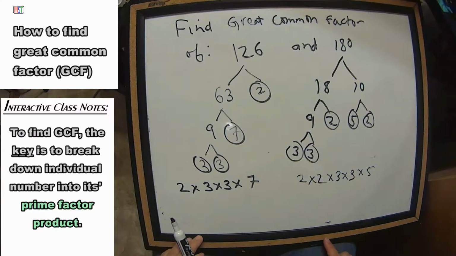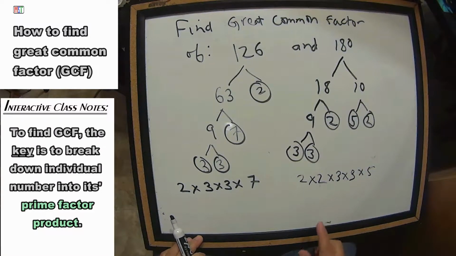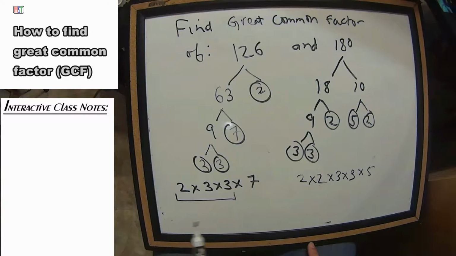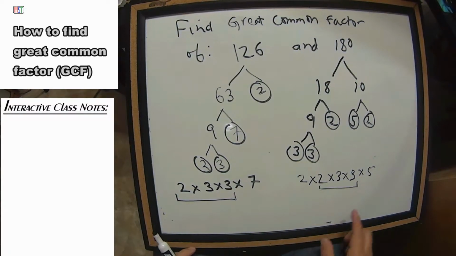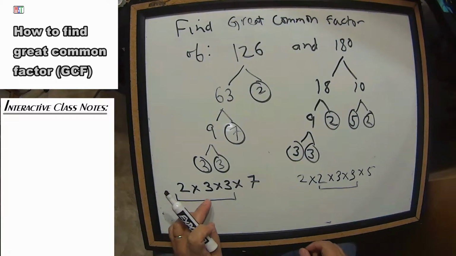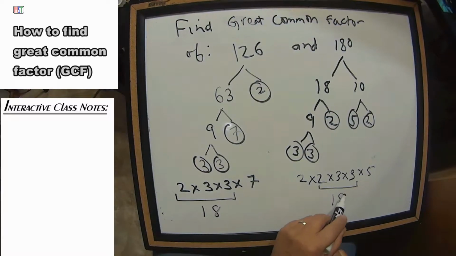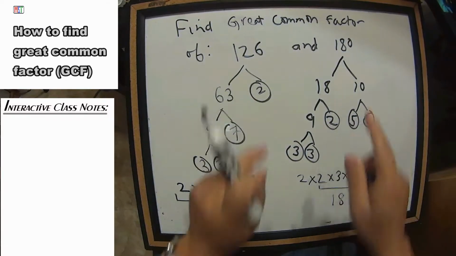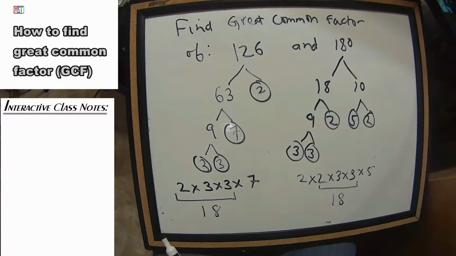There we go. So now you notice that the greatest common factor, or the largest common factor, 2 times 3 times 3, is also found in this set of prime factor products. So 2 times 3 times 3, that's 18. So 18 is the greatest common factor of these two numbers. Alright, cool. Let's try one more.